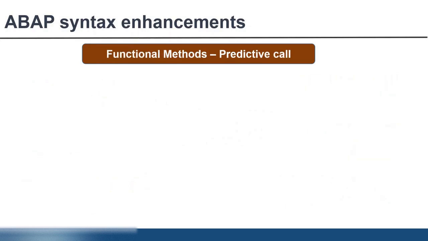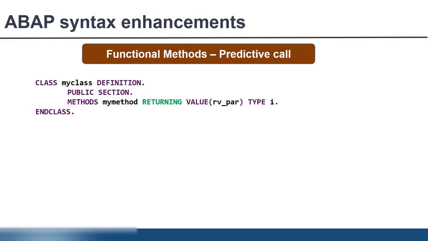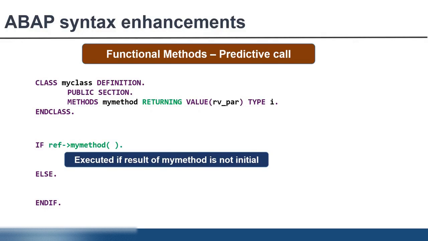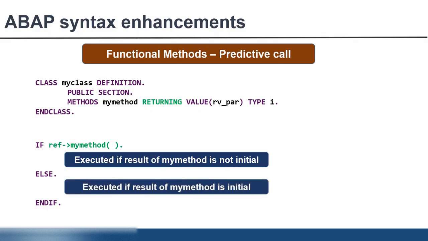Predicative calls. You can have a predicative call of a functional method using a returning parameter. Observe the example given on the screen. The method has a returning parameter of type I. In the if condition, the condition will be true if the result of my method, which is the returning parameter, is not an initial value. Else, it will execute the else part.